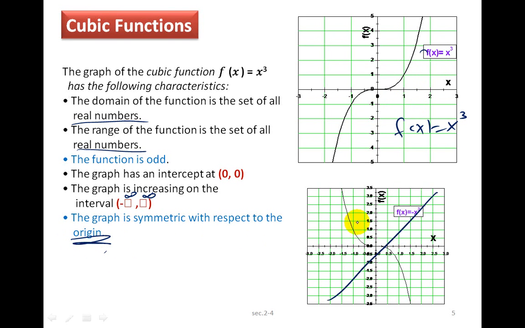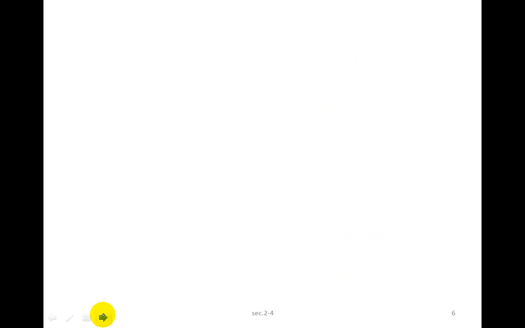I'm talking about the general forms, as I told you, so I don't want to speak about this graph. Let's go to the next idea. By the way, the graph of cubic functions is called a hyperbola.